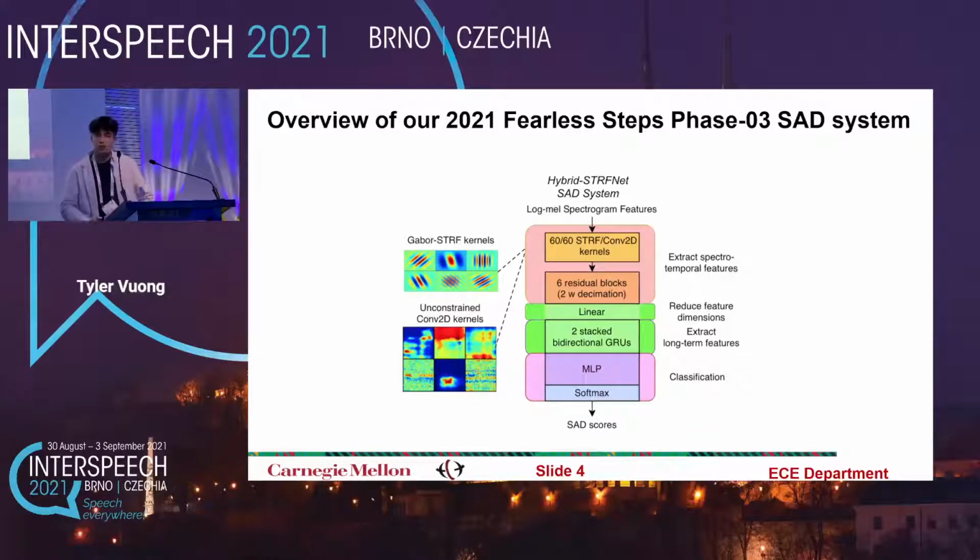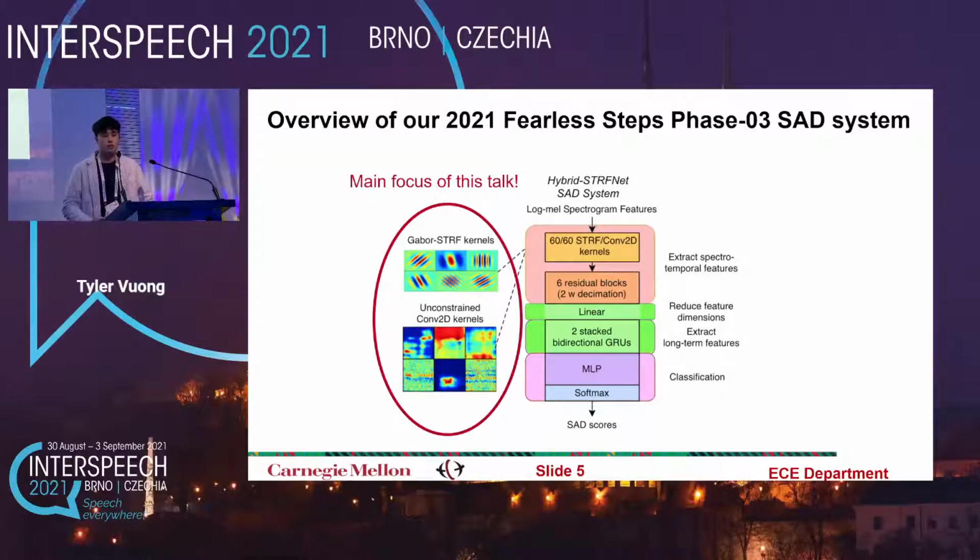So here's an overview of our system that we submitted to the Fearless Steps Challenge. It's a pretty standard CRNN system. It contains convolutional layers, followed by recurrent blocks, and after the recurrent blocks, an MLP makes a prediction of speech activity for every 40 millisecond frame. But the main difference between our network and a standard CRNN network is the first layer, which will be the main focus in this talk. So rather than just using unconstrained 2D convolutional kernels in the first layer, we use the standard Conv2D layers as well as STRF kernels in the first layer. So the slight modification is just what kind of kernels we use in the first layer.